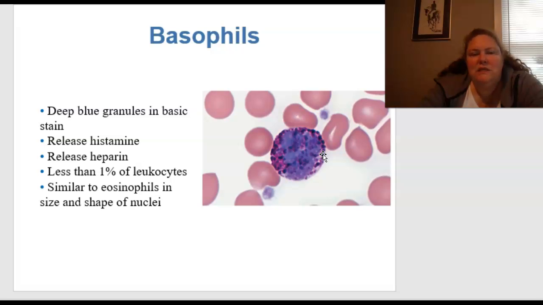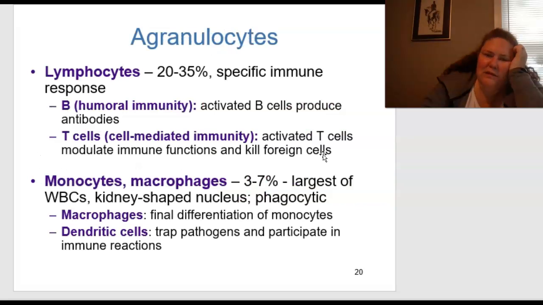Basophils have deep blue granules in the basic stain, right? These are going to release histamines and heparin, and they compose less than 1% of the leukocyte group. They are similar to eosinophils in both the size and shape of the nucleus.